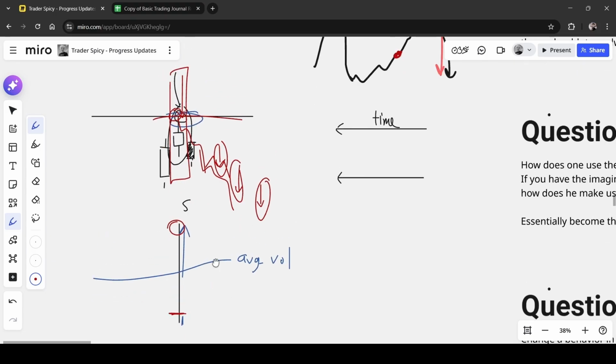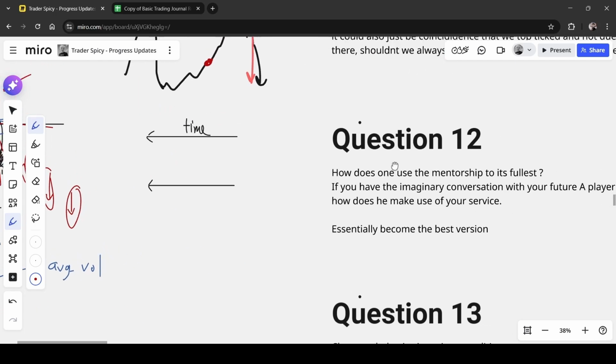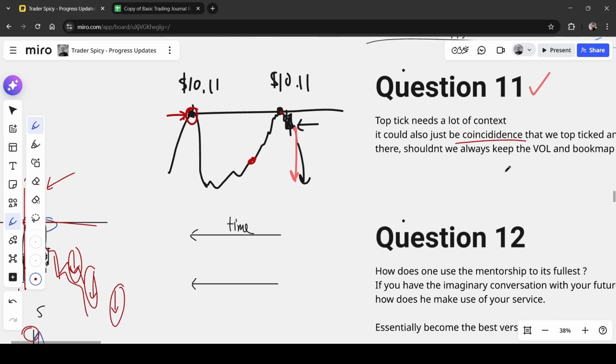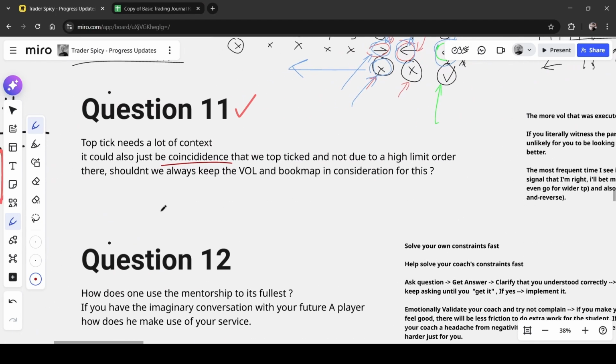If the volume was tiny and it happened to top tick, that's when it could have just been a coincidence. Not entirely sure. It could have just been a coincidence. But okay, let's keep going.